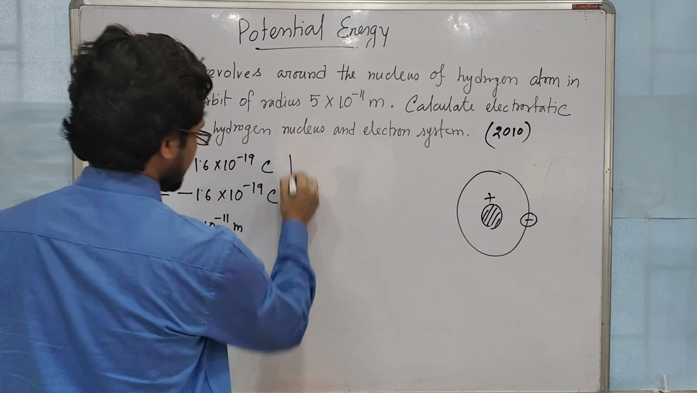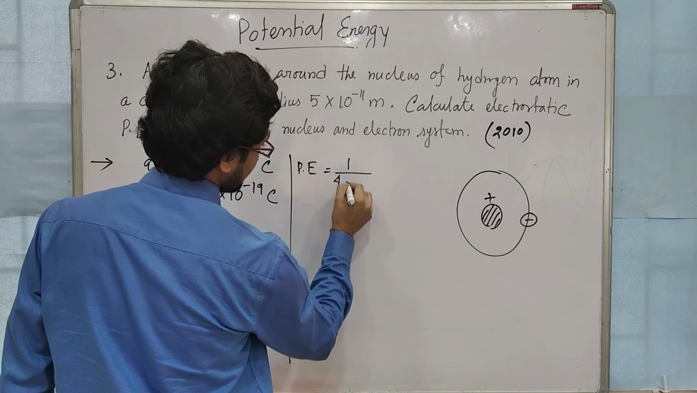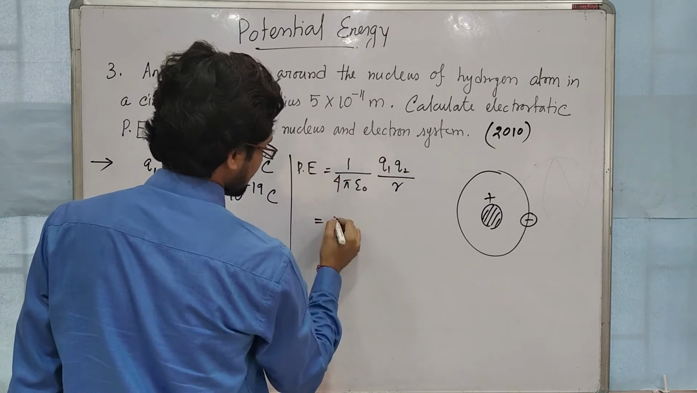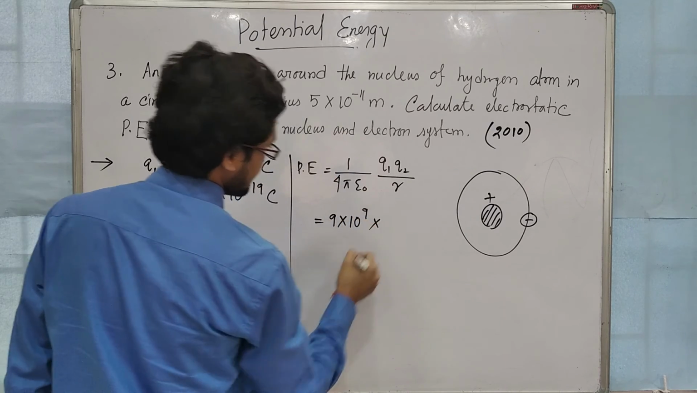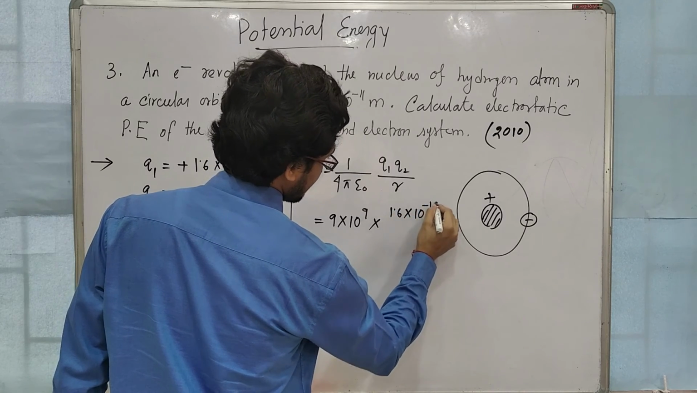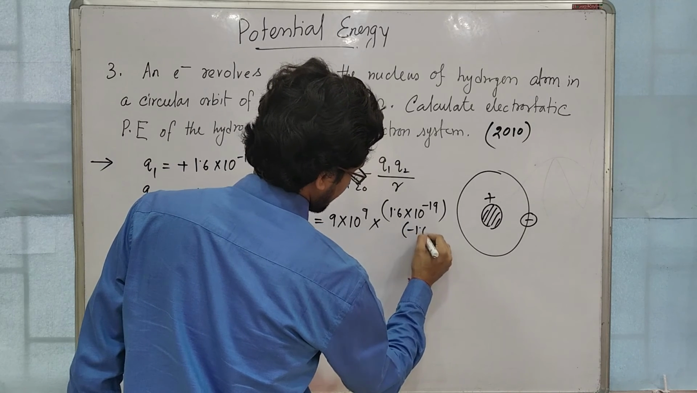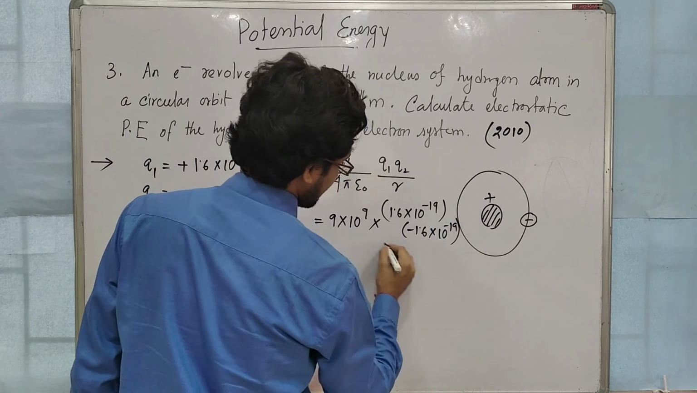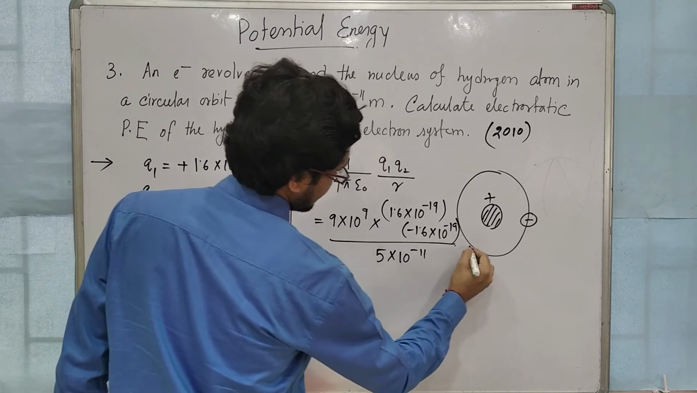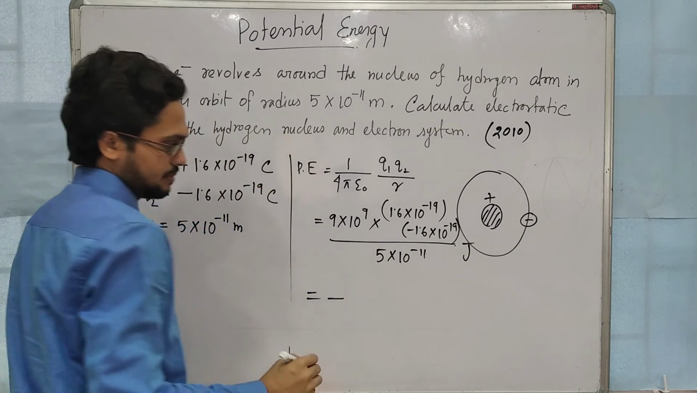So potential energy is what? 1 by 4 pi epsilon 0 Q1 Q2 by R. So 1 by 4 pi epsilon 0 is 9 into 10 to the power 9. Q1 is 1.6 into 10 to the power minus 19. Q2 is minus, so it is minus 1.6 into 10 to the power minus 19 by R. R means 5 into 10 to the power minus 11. Unit will be joule. Here one minus sign, so we will get a negative sign here.